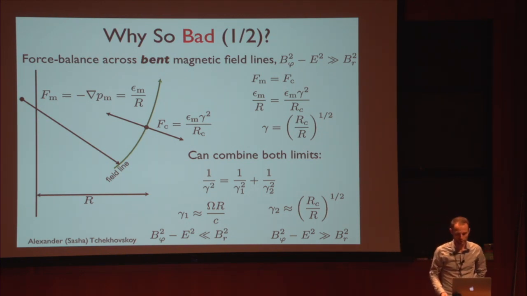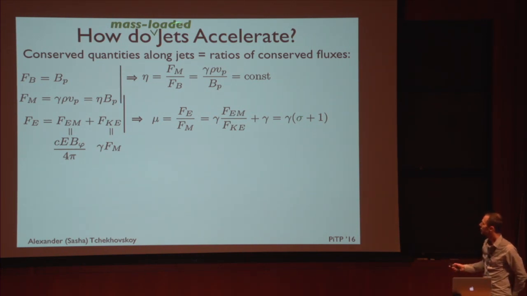OK. So now, what I'm going to try and do is understand how we can get the jets to accelerate better than that. Better than bad. So how do mass-loaded jets accelerate, and how do they do this efficiently?